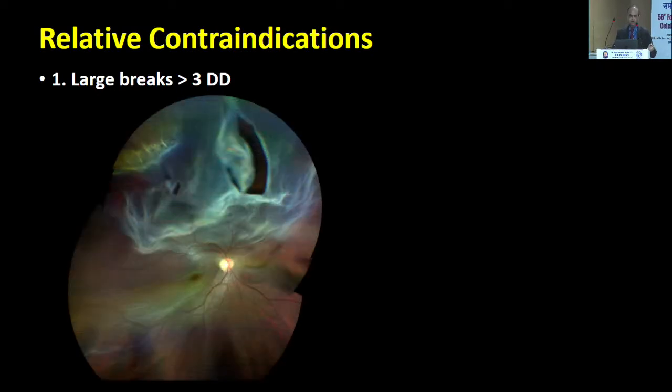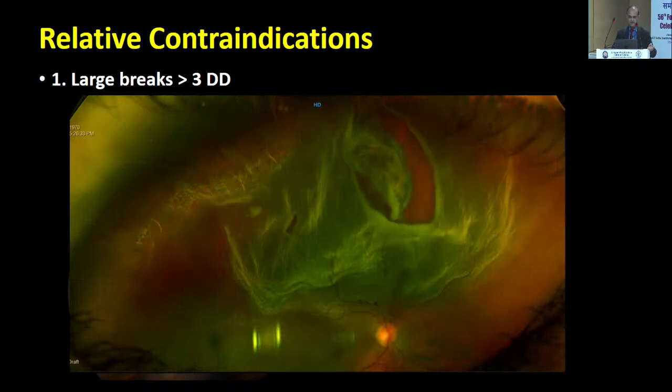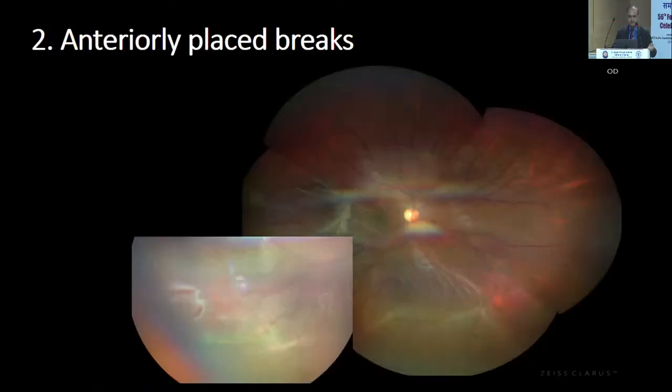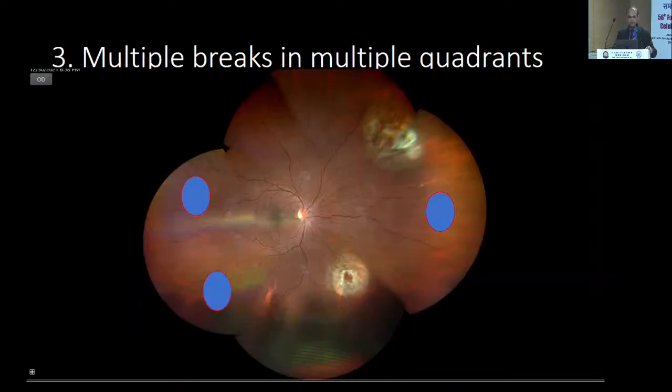Extremely large breaks will not be amenable to this surgery because you will have a subretinal migration of the glue in these cases. Anteriorly placed breaks, again a contraindication. This is not a technique which is a substitute for scleral buckle. If you have a break which is extremely anterior, ideally you should go ahead and do a buckle. This is a technique which is a replacement for tamponades. So when you are doing a vitrectomy, this is a technique as a substitute for silicone oil or gas. But in anteriorly placed breaks, go ahead with a buckling.